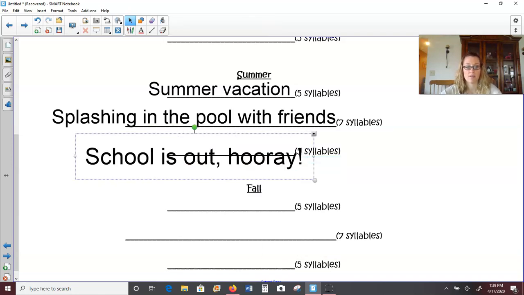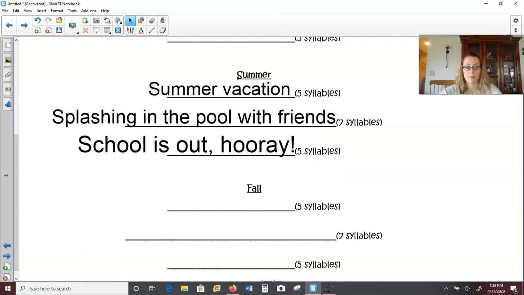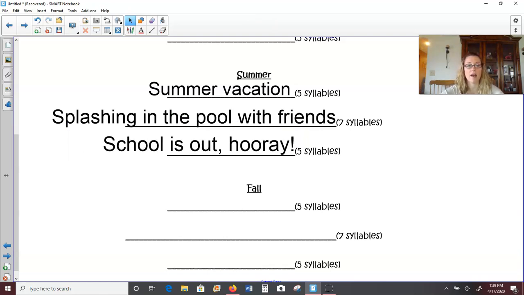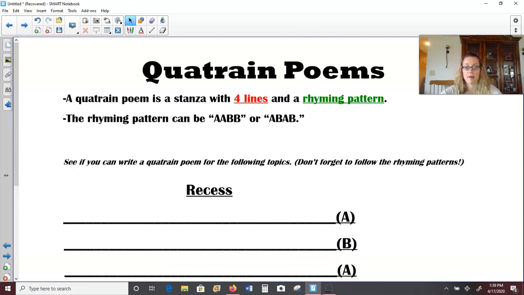Although many of us maybe want to be back at school because we've been out of school for so long, just for something to do. All right, so here we go. We have a haiku poem. Summer vacation, splashing in the pool with friends, school is out, hooray. So the sentences follow a syllable pattern, 5, 7, 5. Okay? Have fun trying a haiku poem out if you'd like.